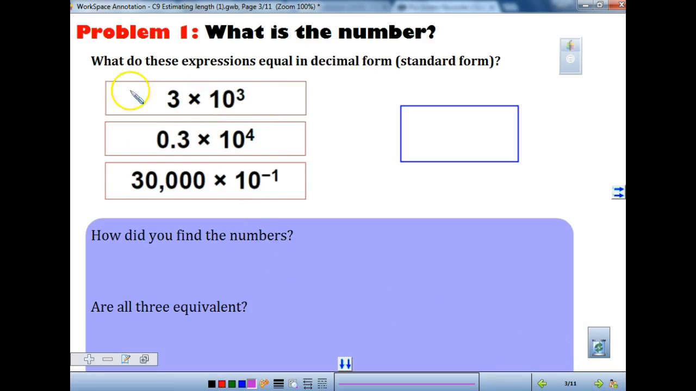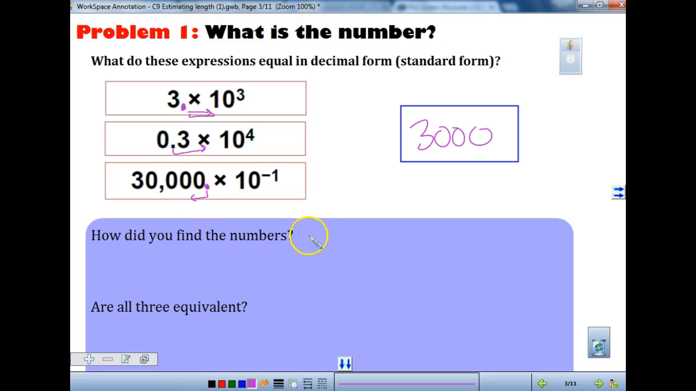Now, I want you to look at these three numbers in the boxes and tell me what they're equal to in standard form. So think about where the decimal is and how many places you're moving it. The first one we should be moving 3 places to the right. The next one we're going to move 4 places to the right. And the last one, our decimal point is back here behind the 30,000, and we are going to be moving it 1 place. All 3 of those are going to actually be equal to 3,000.